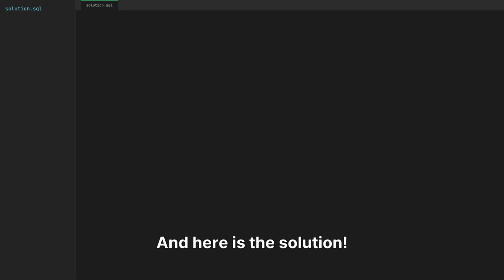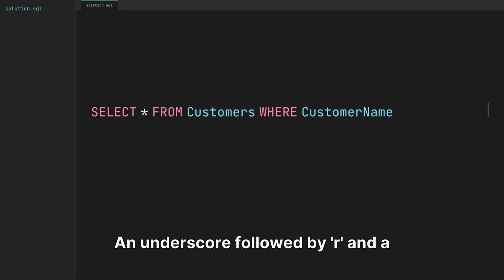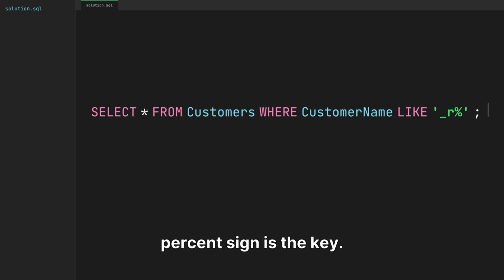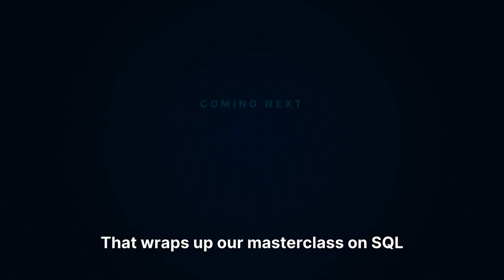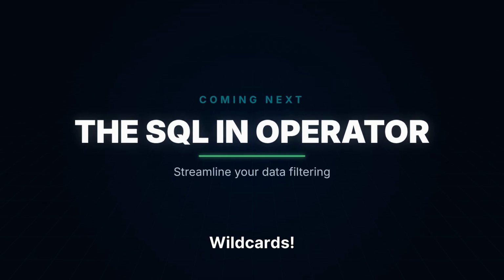And here is the solution. An underscore followed by R and a percent sign is the key. I hope you all crossed the finish line successfully. That wraps up our masterclass on SQL wildcards.